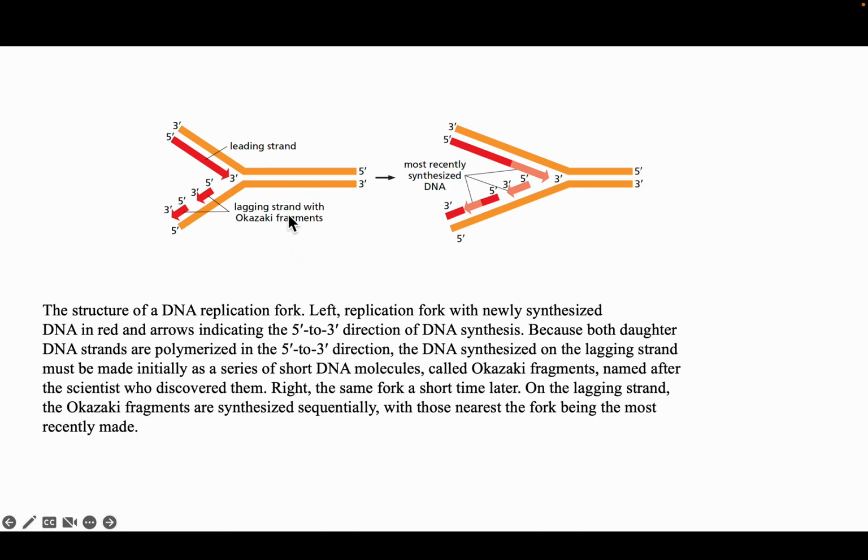Here you can see a replication fork with newly synthesized DNA in red, and arrows indicating the 5' to 3' direction of DNA synthesis. Because both daughter DNA strands are polymerized in the 5' to 3' direction, the DNA synthesized on the lagging strand must be made initially as a series of short DNA molecules called Okazaki fragments, named after the scientist who discovered them, which ride the same fork for a short time. On the lagging strand, the Okazaki fragments are synthesized sequentially, with those nearest the fork being the most recently made.